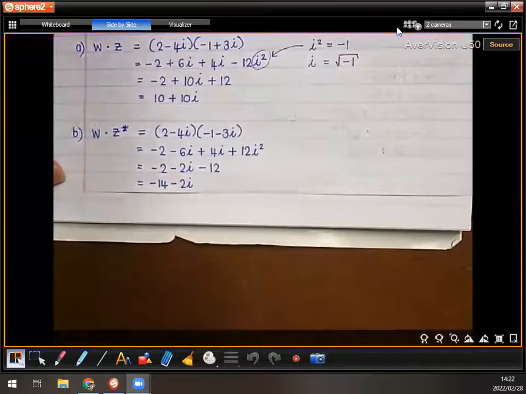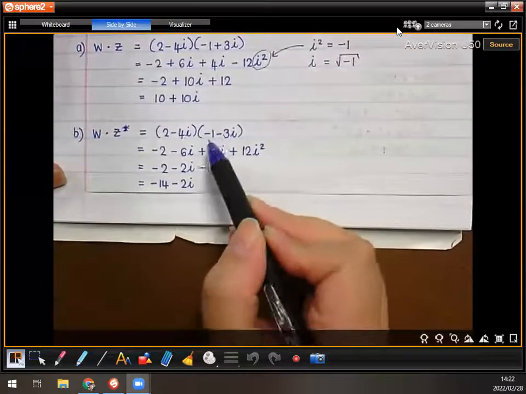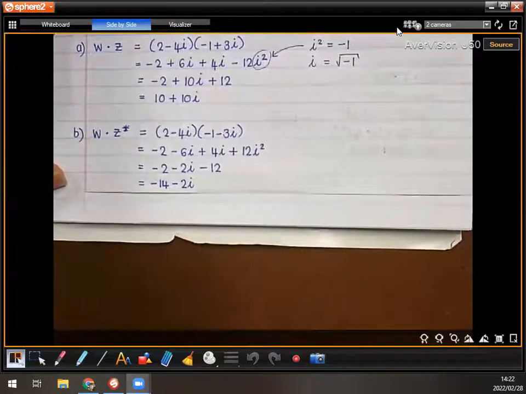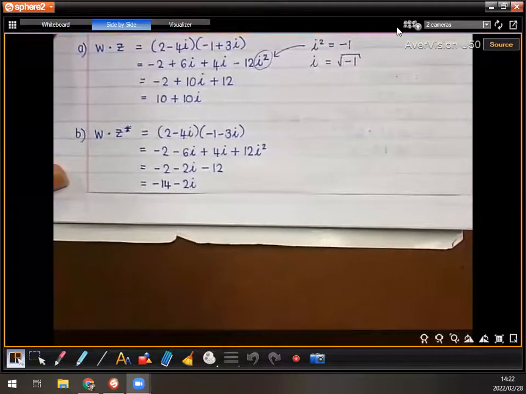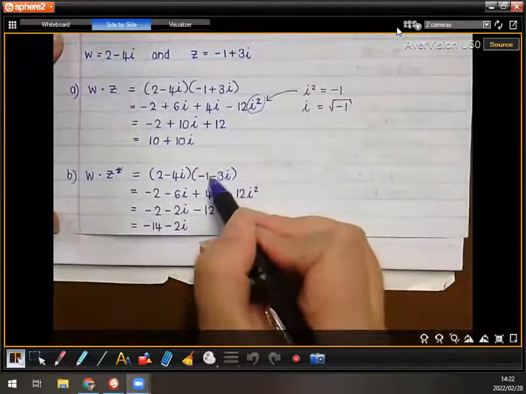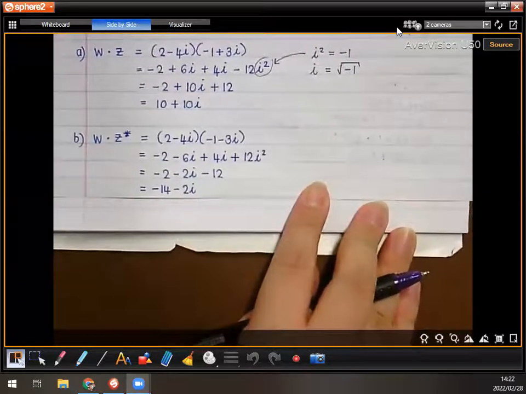That's it. W times the conjugate of Z. The conjugate of Z, which was -1 plus 3i, is -1 minus 3i. Don't change all of the signs, guys. You just change the sign in between, okay? So that plus there becomes a minus there. We only do the conjugate of a complex number.